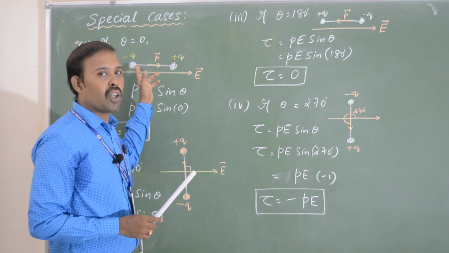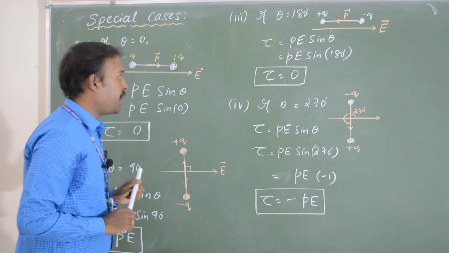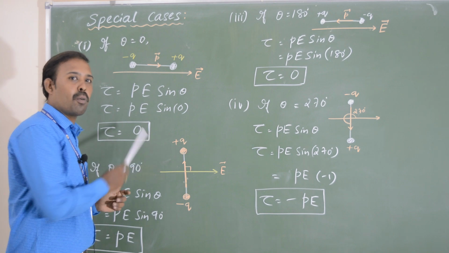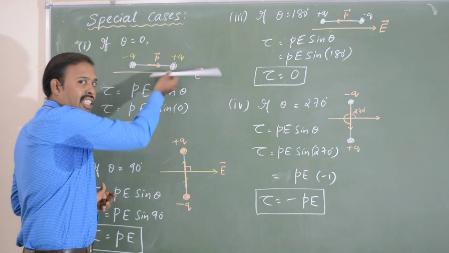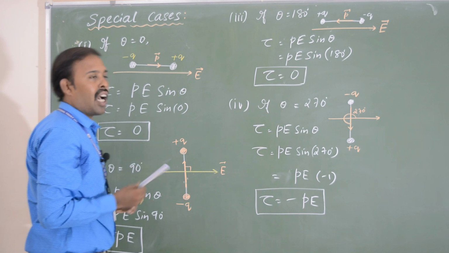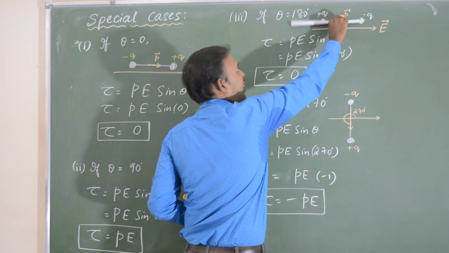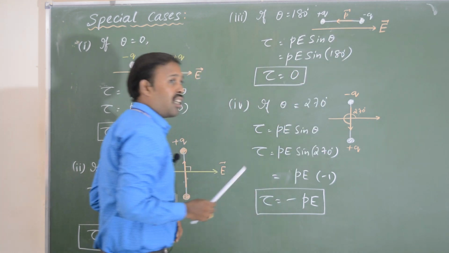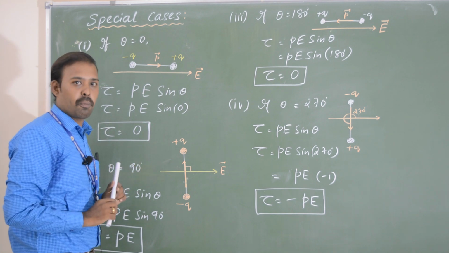When theta is equal to 0 and theta is equal to 180, the torque experienced by the dipole is 0. You can see here, when the dipole is along the direction of electric field and when the dipole is opposite to the direction of electric field, the dipole is like this and the electric field is like this. In both the cases, the torque experienced by the dipole is 0.